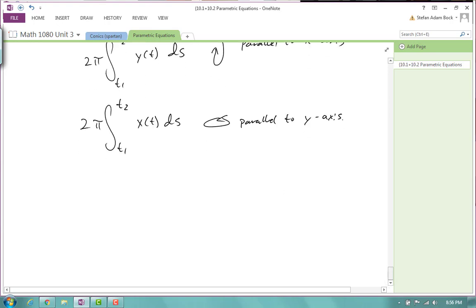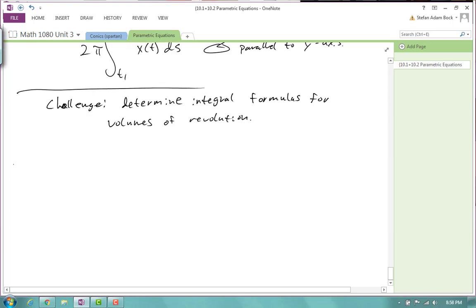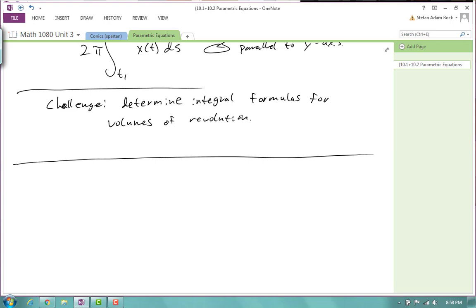So a similar challenge from this video: determine integral formulas for volumes of revolution. Now, I just tossed a bunch of stuff on you guys, so I want to actually do one of these that I've chosen.